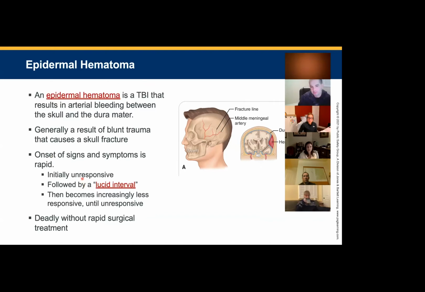She was initially unresponsive. Ski patrol checked her out. She was very embarrassed. She woke, she had this lucid interval where she was fine. She then retired to her condo that night, and throughout the night became increasingly unresponsive until she ended up dying from her brain herniating. So this period of unresponsiveness followed by a lucid interval is very important, and we want to make sure we're monitoring these individuals to make sure they're not becoming less responsive. Without surgical intervention, it is very deadly.